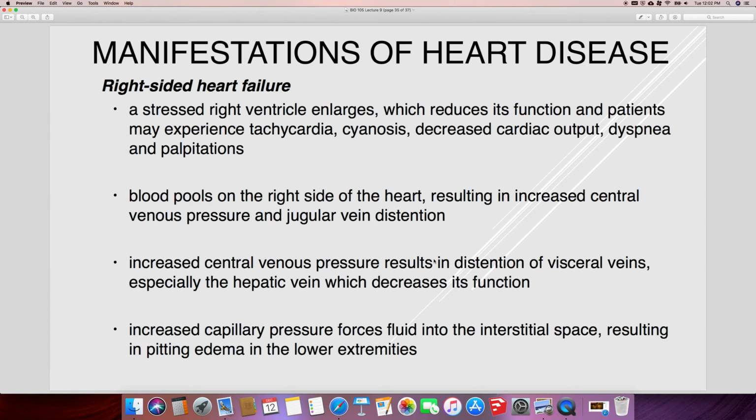But as blood pools on the right side of the heart, and remember, the right side of the heart is receiving blood from basically the system from the body. So as blood pools there, we have increased central venous pressure, and that's where you see the jugular vein distension. This increased central venous pressure is also going to cause distension of visceral veins, so veins of the abdomen, especially the hepatic portal vein. And this can cause congestion in the liver and decrease its function. Again, as this blood is backing up into the system, increased pressure in the capillaries will force fluid into the interstitial space, and that, of course, is going to promote edema, specifically pitting edema. And you'll see this in places like the lower extremities.